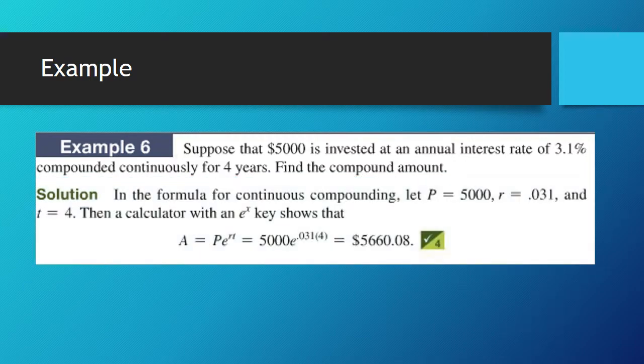Using our continuous compounding formula, we're going to let P be 5,000, r be 0.031, and t is 4. And putting that in our calculator, again, please remember that e is not a variable, it is a number, it is found on your calculator. It is the natural base, if you remember from your algebra classes. Putting those numbers into our calculator, we get $5,660.